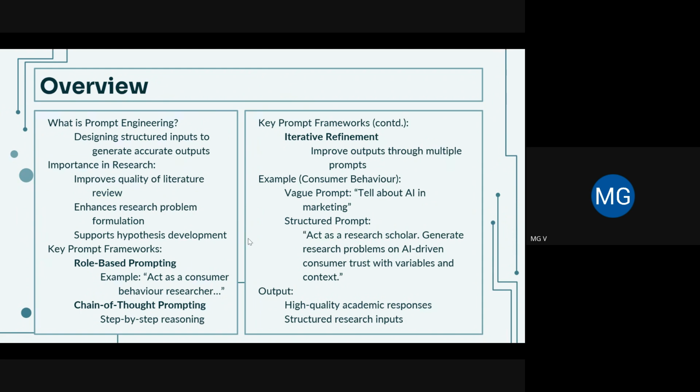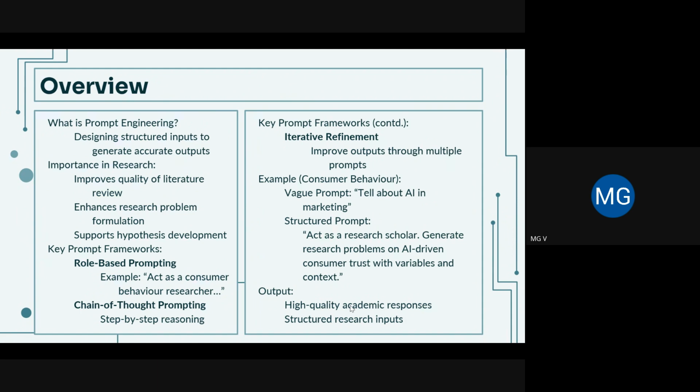So there are three key techniques. First, role-based prompting assigns a specific context, such as asking the AI to act as a research scholar in consumer behavior. This is one of the approaches. Ask AI to act as a research scholar and do the work for you. What is the second approach? Chain of thought prompting. What is this and what does it ensure? Chain of thought prompting ensures step-by-step reasoning, which is particularly useful for developing research problems and hypotheses.